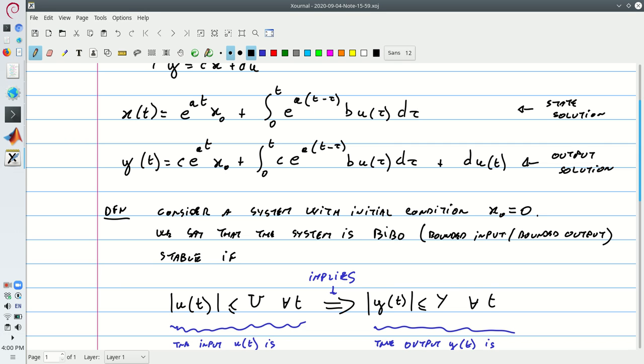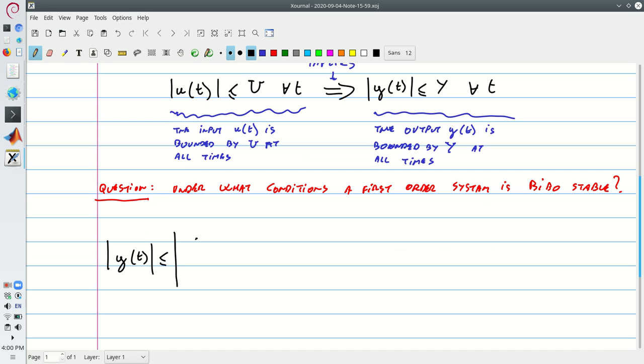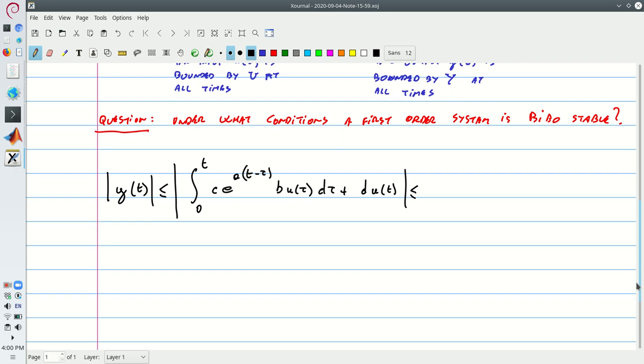So if the initial condition is equal to 0, then we simply take the convolution integral. And so we take the absolute value of the integral from 0 to t of c exponential of a(t minus tau) b u of tau d tau plus d u of t, and we want to find a bound for this quantity when there is a bound on the input. So one thing that we can do is, we have the absolute value of a sum, so this is less or equal than the sum of the absolute values. So we can immediately write an upper bound in this way.